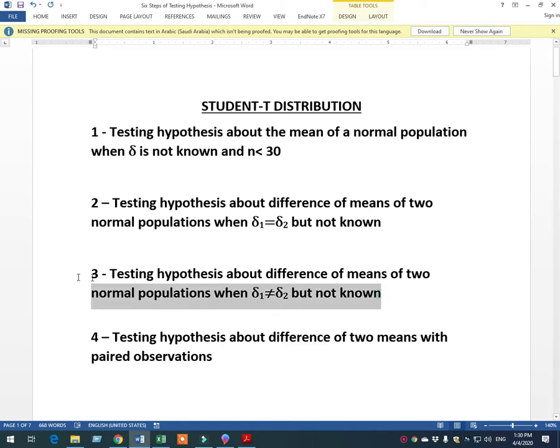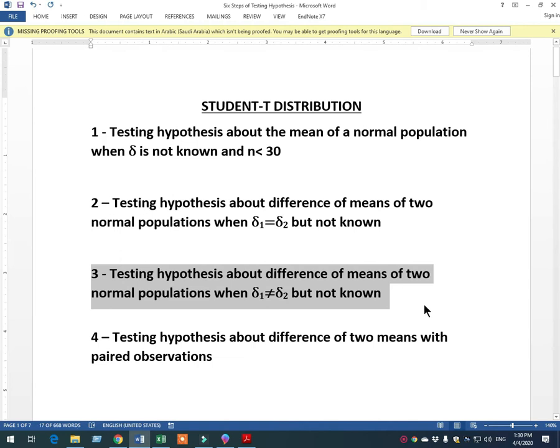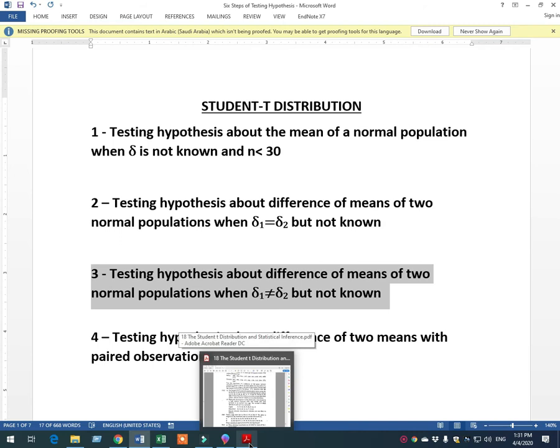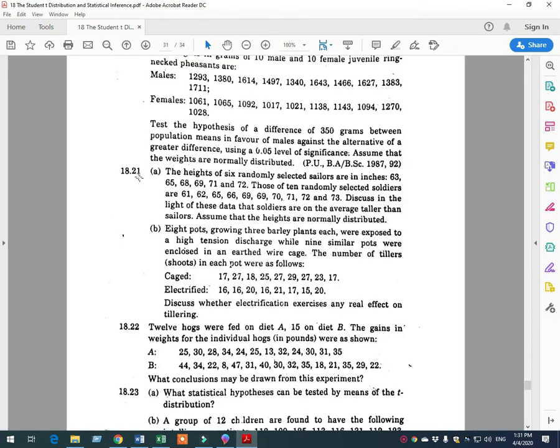Now I'll be doing the third case of the student T distribution, and the third case of T distribution is testing hypothesis about the difference of means of two normal populations when the variances or standard deviations are not equal but unknown. So this is the main difference between the second test and the third test. Here we had the two population variances as equal, and here we have the two variances not equal. So for that case I'll be referring to the same exercise and question number 18.21 A part.